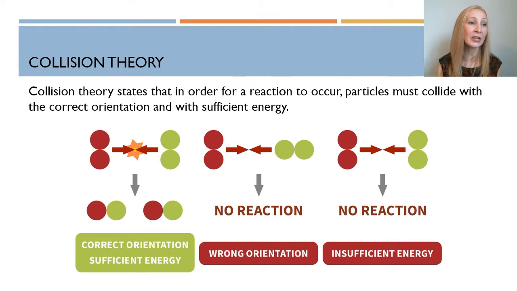Now, collision theory states that in order for a reaction to occur, particles must collide with the correct orientation and sufficient energy. So every one of the things that I'm going to list on the next slides is going to have to do with bettering the orientation or increasing the amount of energy. So we want those particles to collide, and we want them to have the correct orientation and the correct energy.